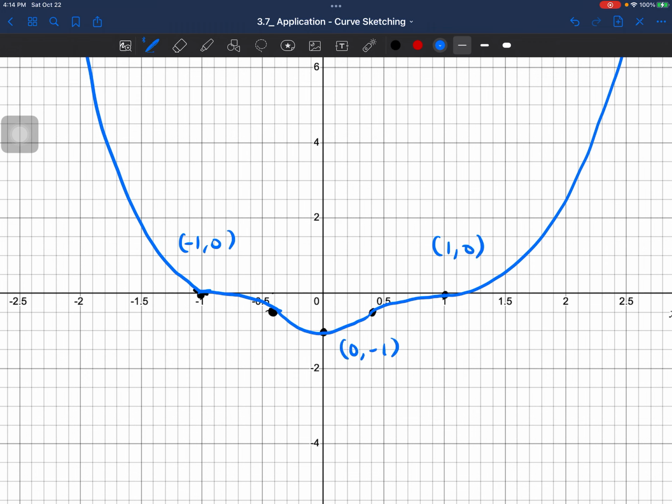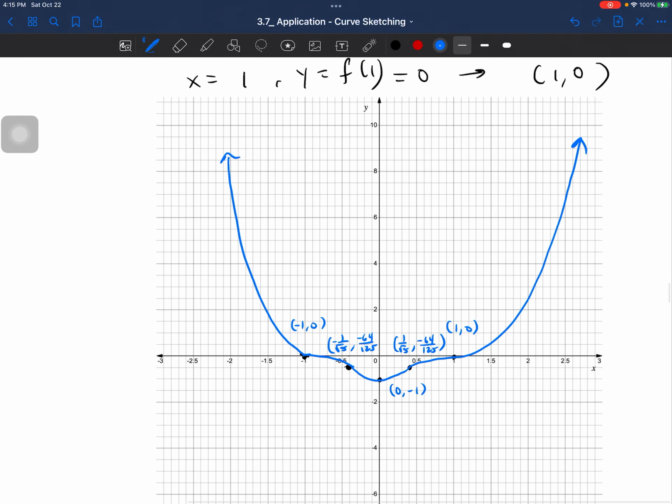As we said before, let's give the points that are proper here. Negative 1, 0. This is 1, 0. This is 0, negative 1. This is 1 over square root of 5, negative 64 over 125. And this is negative 1 over square root of 5, comma, negative 64 over 125.